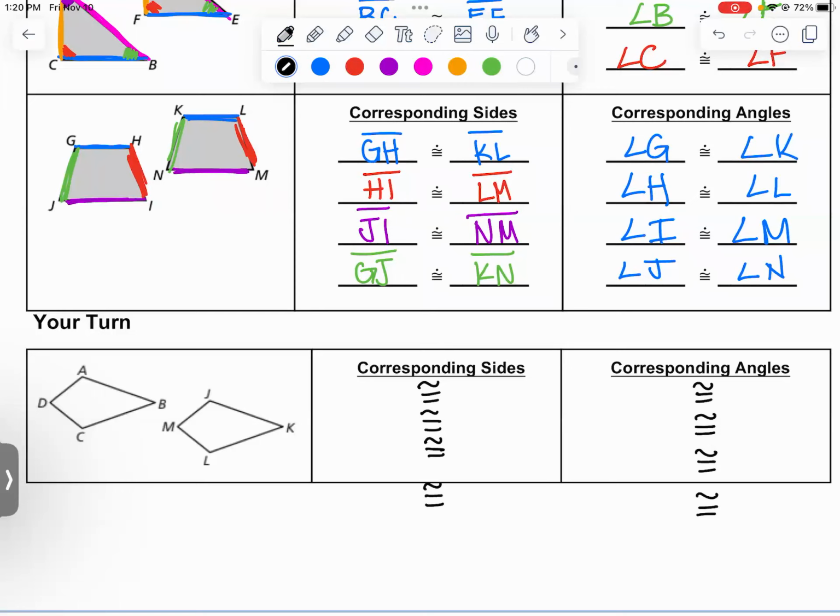Can I just put the equal sign? No, it's got to be congruent. I don't know what that means. They are the same. So it's like this.